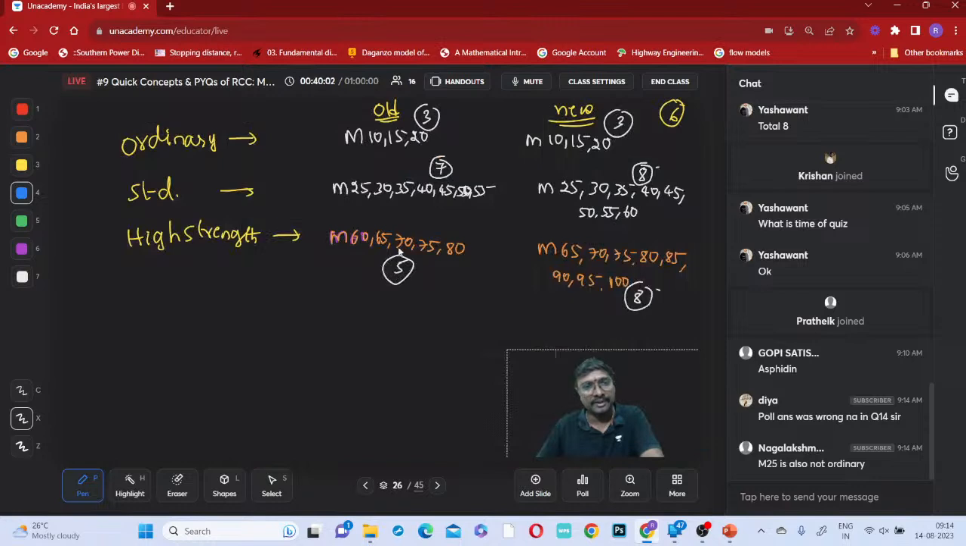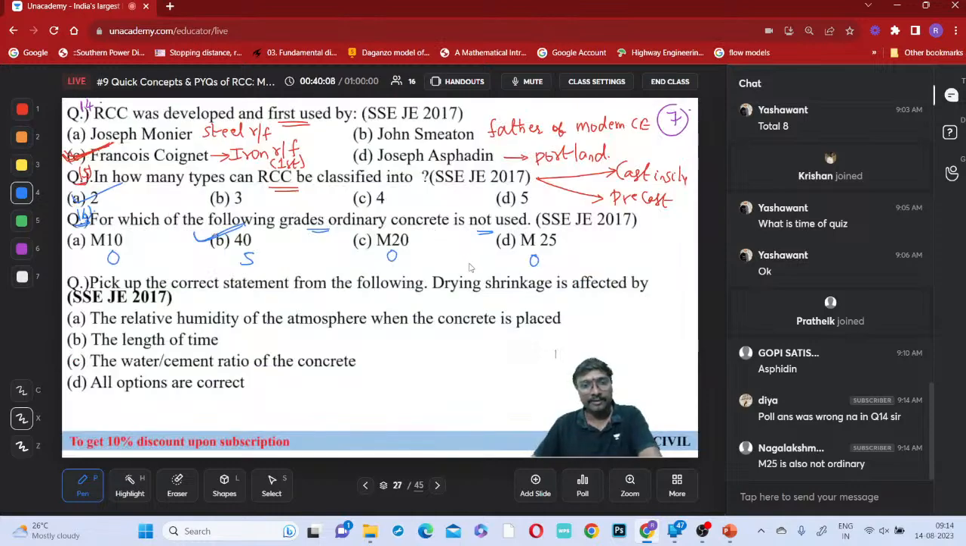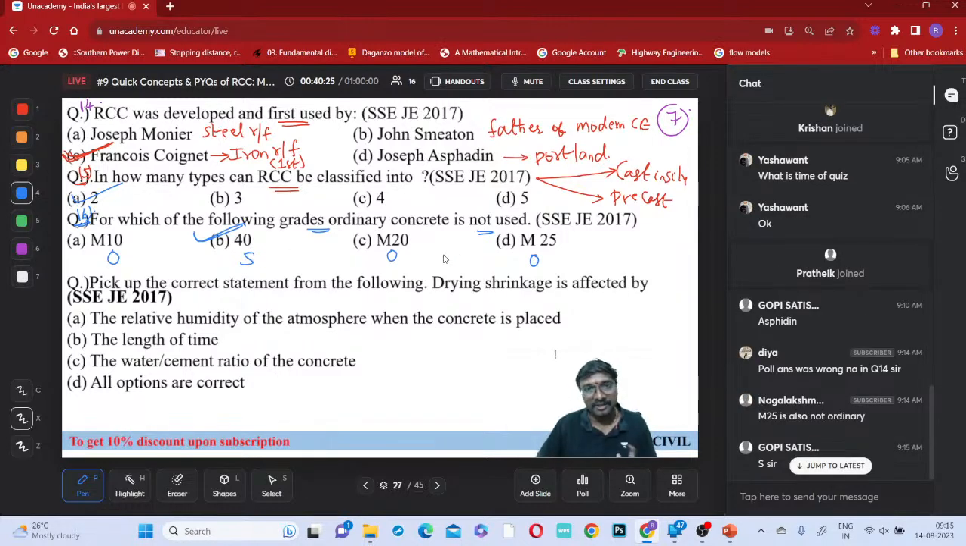If you just remember this one, ordinary is M10 to which one? M10 to this, M25. Okay, standard, this also can be the answer, right? M25 also can be the answer, you can say, right? You have to be careful, right? M40 will be the answer you have to select. That is given by mistake.